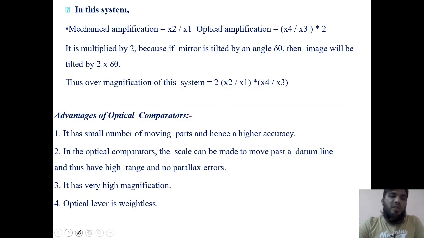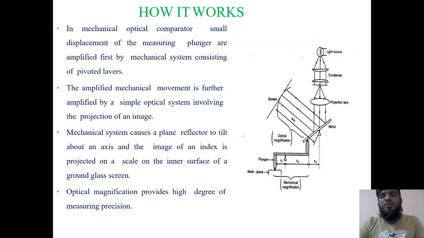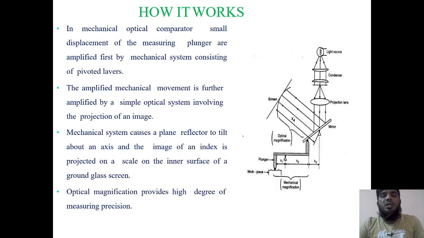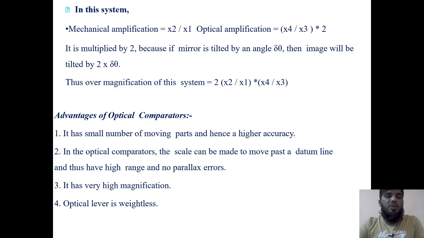So the advantage of the optical comparator is that it has a small number of moving parts, and hence high accuracy can be obtained. If you see previously, there were more moving parts. Because of that, the moving parts may get worn out or jam together because of continuous motion. We know in all mechanical devices, if they are continuously used, there will be some kind of wear, or because of rusting they may jam. So you have to keep on rectifying all those things.